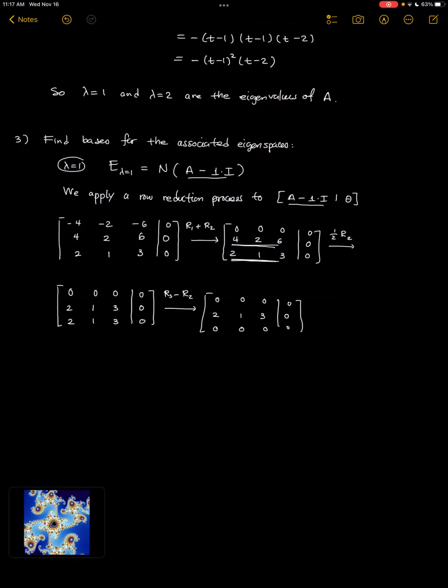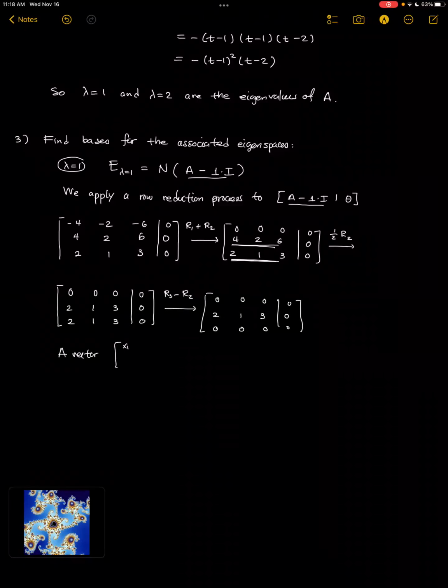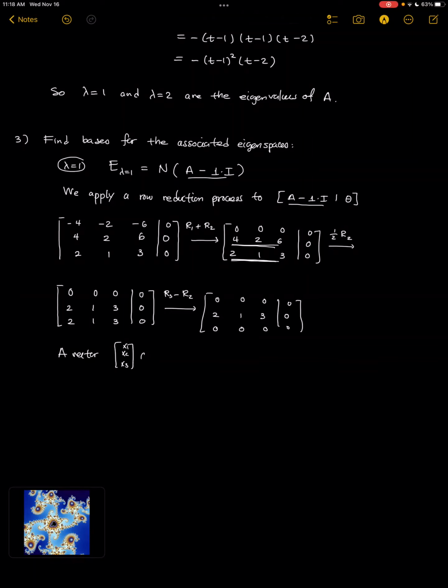Okay, so at this point, we say the following: a vector of the form x1, x2, x3 is in the eigenspace associated with the eigenvalue 1 if and only if 2x1 plus x2 plus x3 is equal to 0. Where do I get this expression? Well, I'll get it from this row, the only one that is non-zero, the only one that provides information that is not redundant. These two rows just say that 0 is equal to 0.